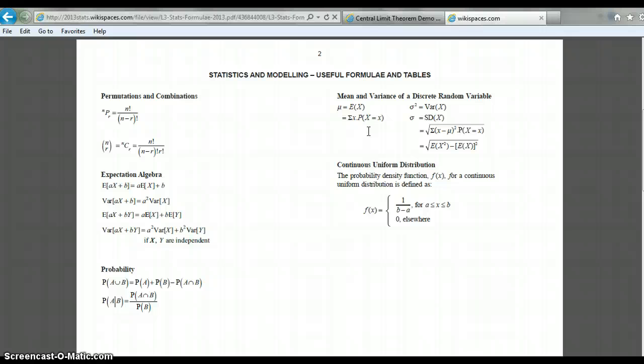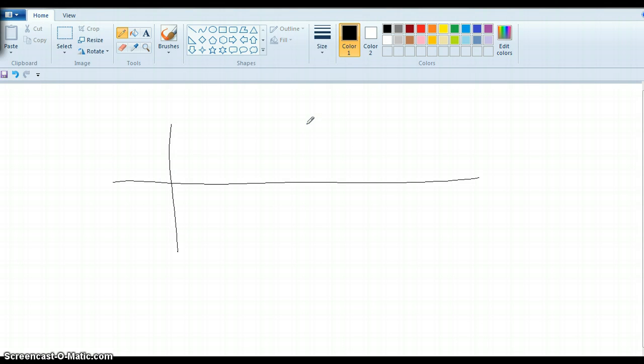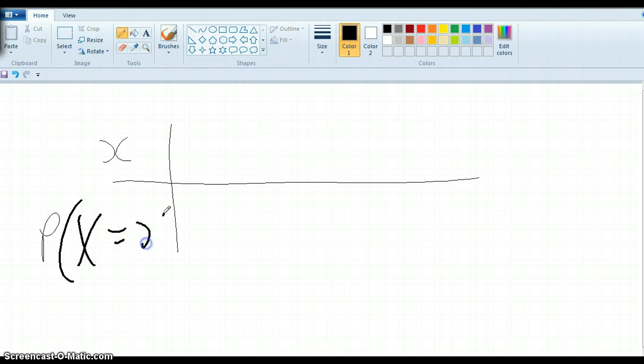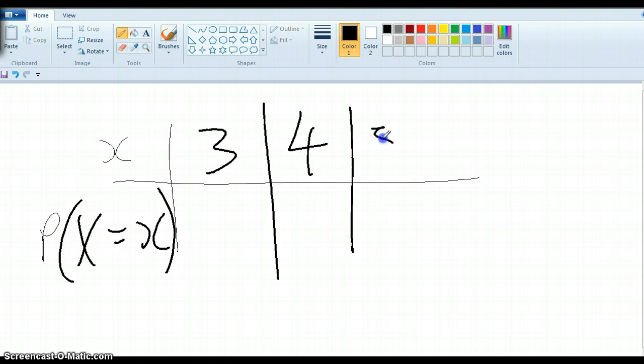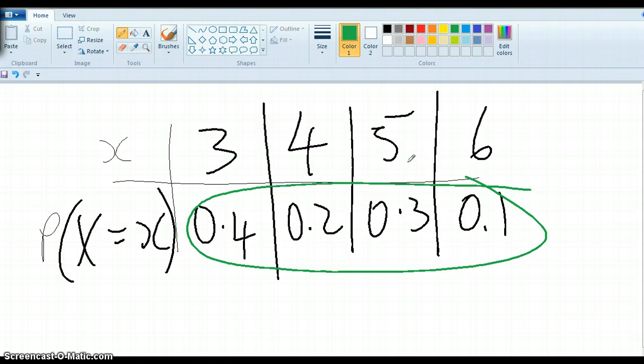One other thing, when you get these little boxes, you have the outcome here and the probability that the random variable x equals that outcome, okay? And in this case, I'm just going to copy what was in the book, the possible outcomes are 3, 4, 5, 6, and the probabilities are 0.4, 0.2, 0.3, and 0.1. One key thing is, what do all these probabilities have to add up to? 1. So they must add to 1.